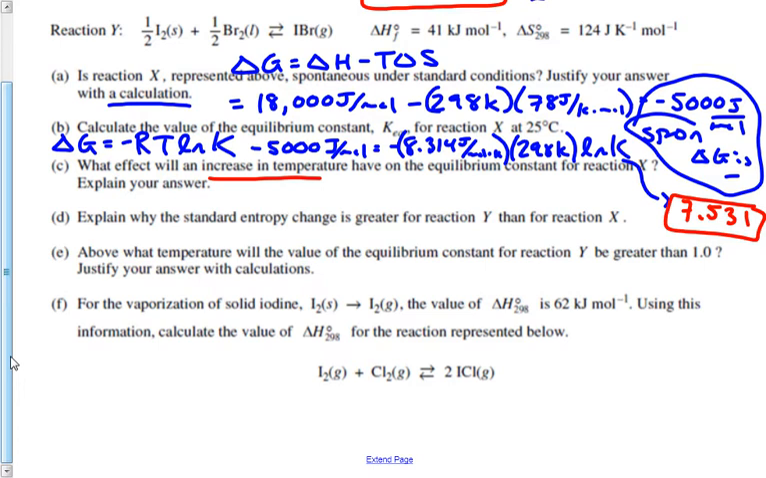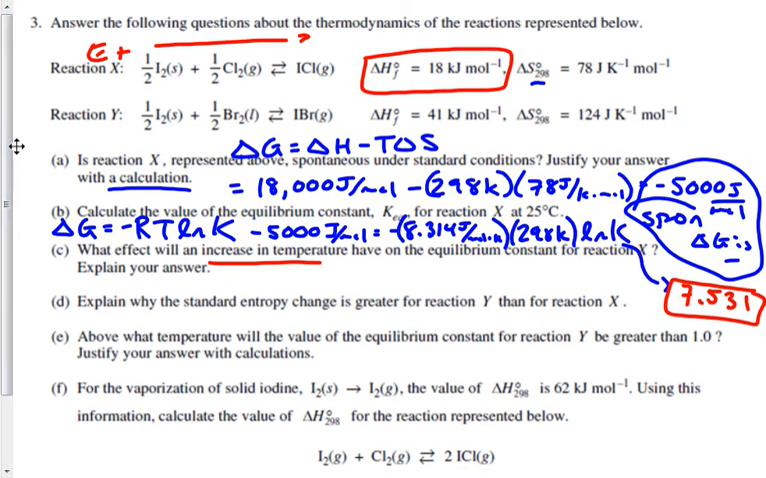Letter D. Explain why the standard entropy change is greater for reaction Y than reaction X. Anybody want to? It takes about 1 sentence, maybe 2. Why is there a greater change in entropy in Y than X? That is great, and then I would just follow up with some sort of thing like, which means that in reaction Y there was a greater change in disorder, or something like that.